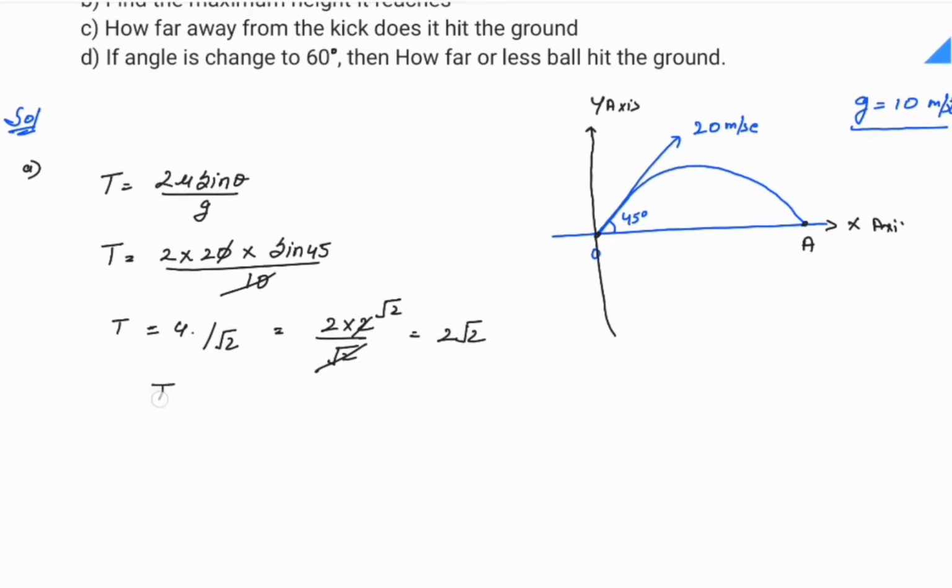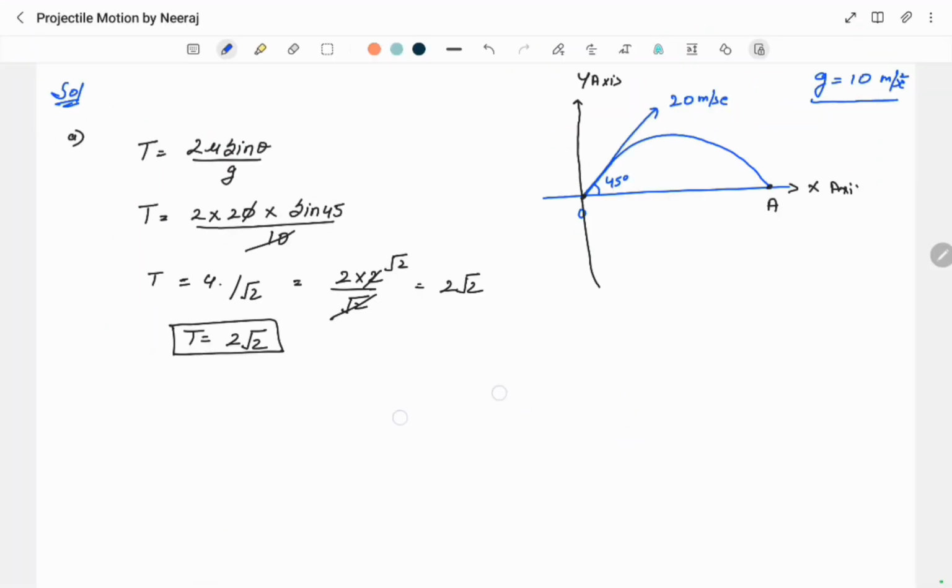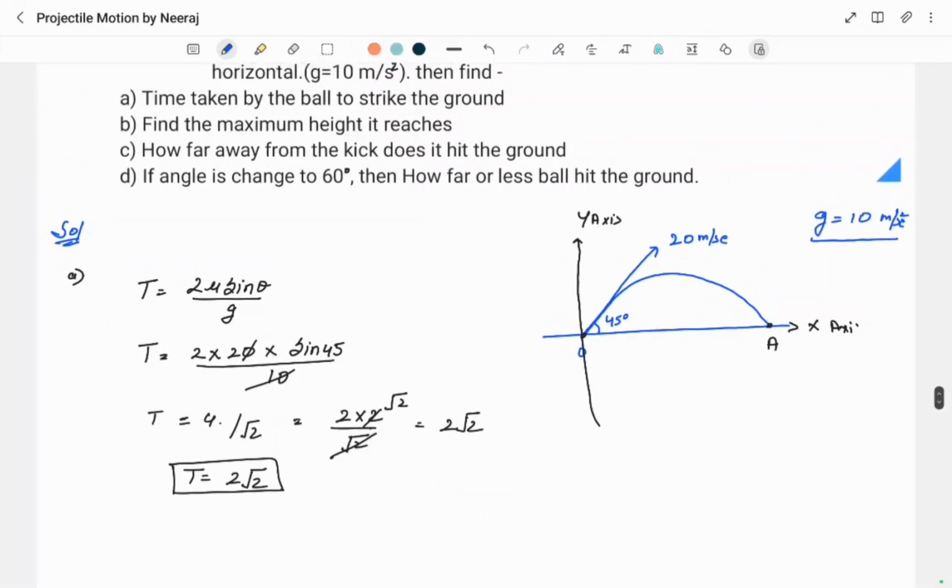This is the time taken by the ball to reach point A, or you can say the time taken by the ball to hit the ground again. This is the answer for the first option. Okay. Now look at the second option. What is it asking? Find the maximum height it reaches.